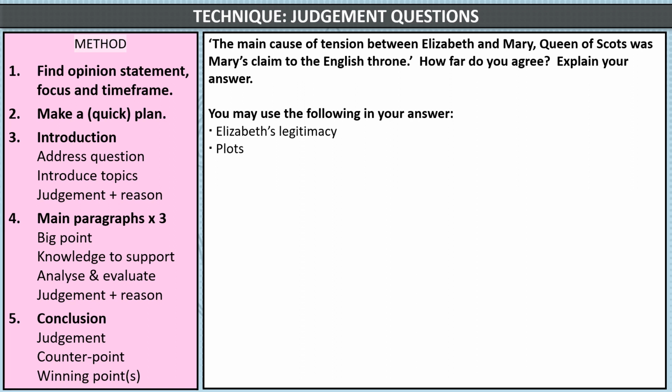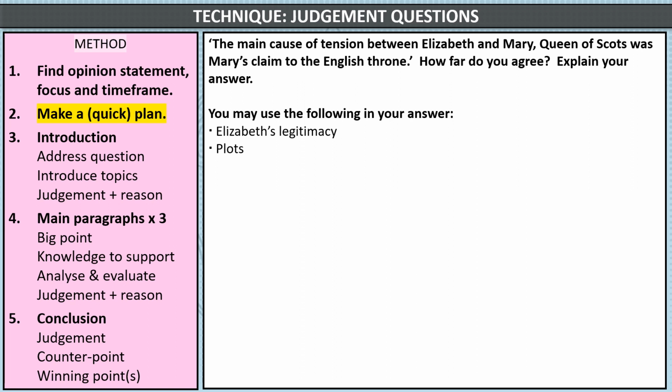As you know, judgment questions also appear on the Elizabeth topic of paper 2. Before we leave, let's have a quick look at one of those. Now, the method here is the same. We start by locating the statement of opinion. Then we find the focus. What are we being asked to judge? In this case, we're being asked to judge what was the main cause of tension between Elizabeth and Mary. However, in this particular case, we don't have a time frame.